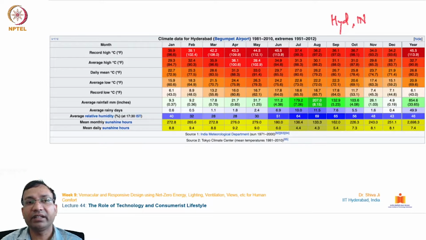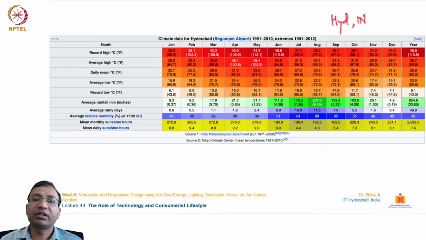And for average rainy days, in the month of August, 11.5 days are rainy days. Relative humidity has also increased in the monsoon months, to 69 percent. Okay, so this is the overall picture.